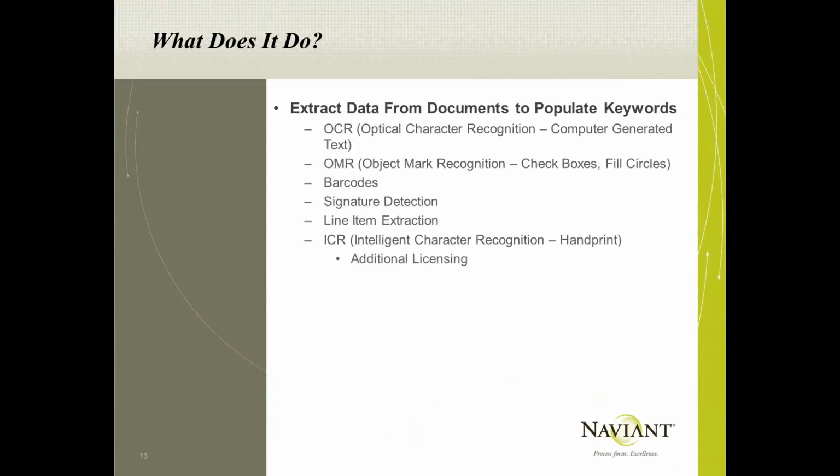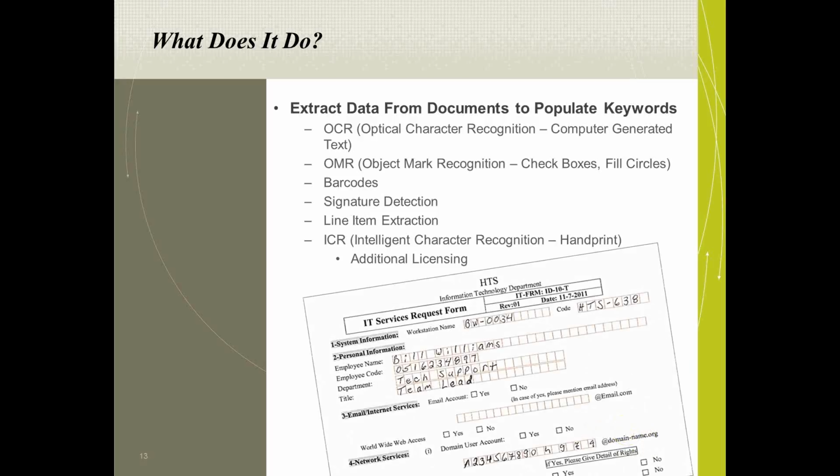OnBase also does have something called ICR, and that's intelligent character recognition. In other words, recognizing handprint. There is additional licensing that's necessary if you have to recognize handprint information to extract that and populate keywords. So in this scenario, that employee code, as well as that workstation name, that could be recognized. Now do note, and this goes somewhat into your form design, that there's individual boxes for individual characters here.